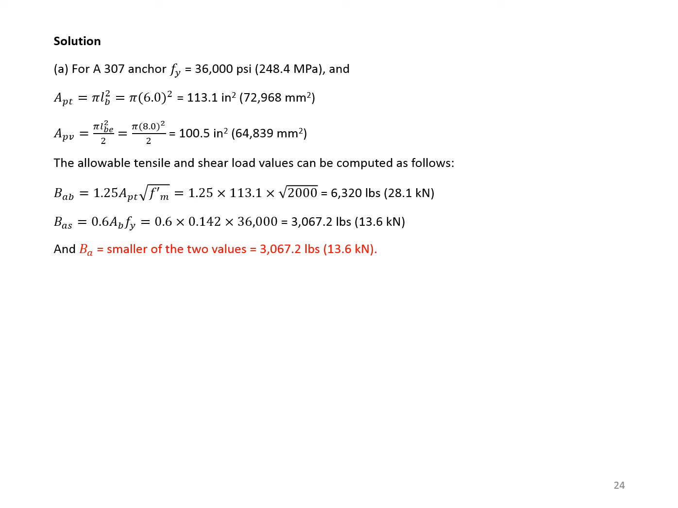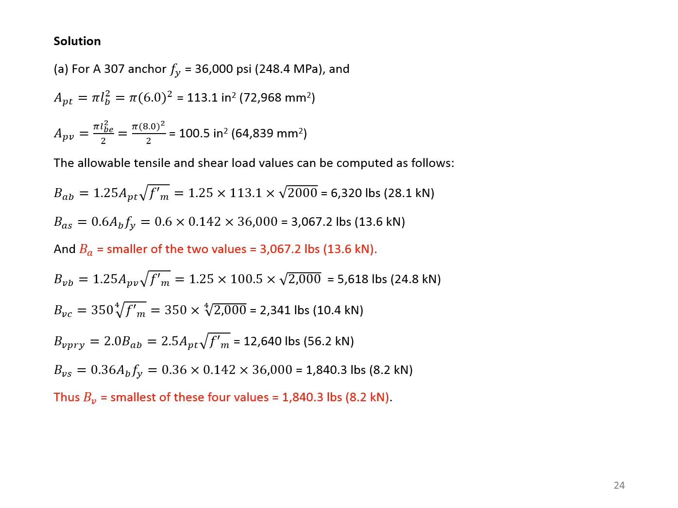Because this is a headed anchor, the allowable tensile and shear forces can be obtained based on the equations given. For the allowable tensile, we have the smaller of the two values listed, plugging the numbers in the equations, making sure that proper units are used in pounds and inches. We find out that the smaller of the two values is 3,067.2 pounds. That's BA.